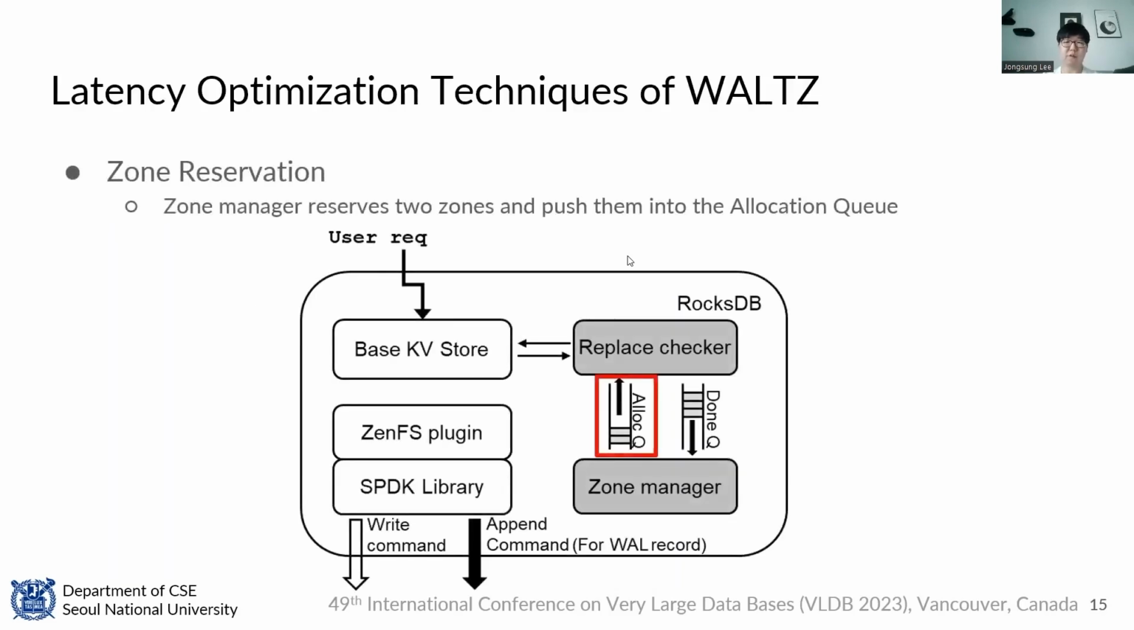WALTZ also introduced several optimizations. Because the zone allocation for the WAL file is triggered in the replacement process, allocation latency is also included in the write latency of the replacement leader thread. To minimize the tail latency of the exception case, we reserve two zones and maintain them inside the allocation queue so that the allocation does not hurt the write latency.